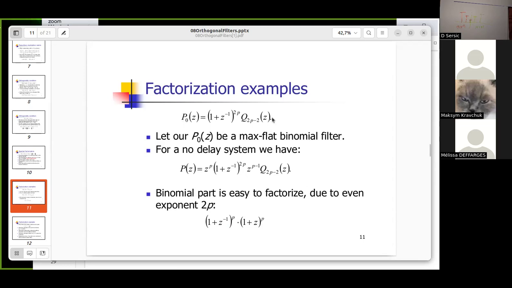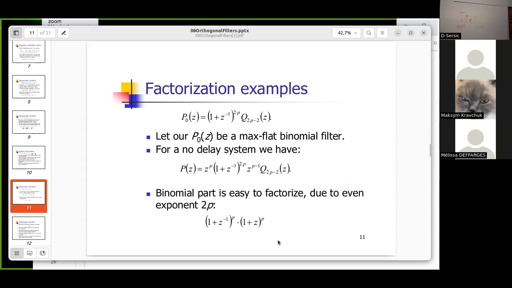So this is the general form of our binomial. We also used Maxflat to describe such a filter. Let us multiply it with z to the power of p to get a no delay system. If you have a no delay system, on the right hand side you have a simple constant. Okay, our non-distortion equation. So we multiplied.